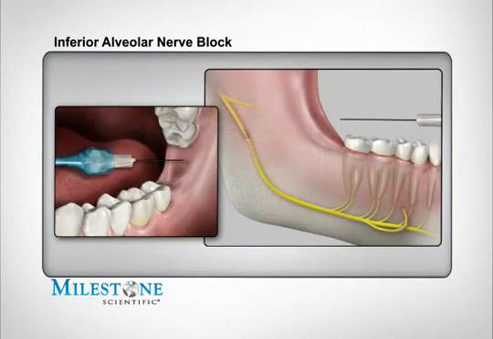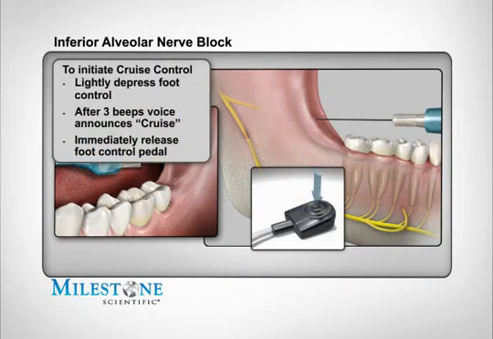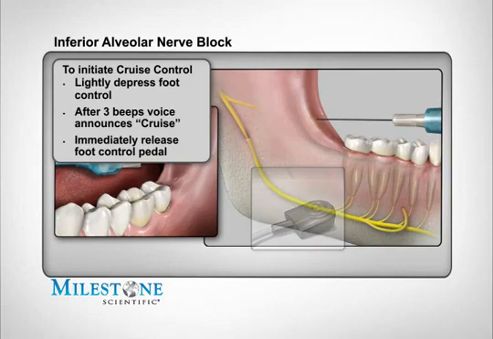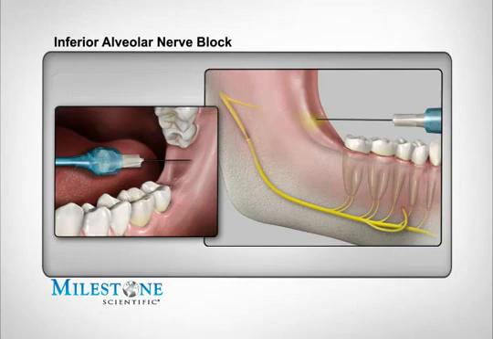Approach the site as you normally would, using traditional anatomical landmarks of the oral cavity. To initiate the injection using cruise control, slightly depress the foot control. After 3 beeps, you will hear the STA system announce cruise. Immediately release the foot control pedal to enter into the cruise control mode. This allows the control flow rate to continue to dispense anesthetic solution, creating an anesthetic zone in front of the tip of the needle. The technique of creating an anesthetic pathway requires a very slow and deliberate needle movement, allowing the anesthetic solution to deliberately precede the path that the needle will take.